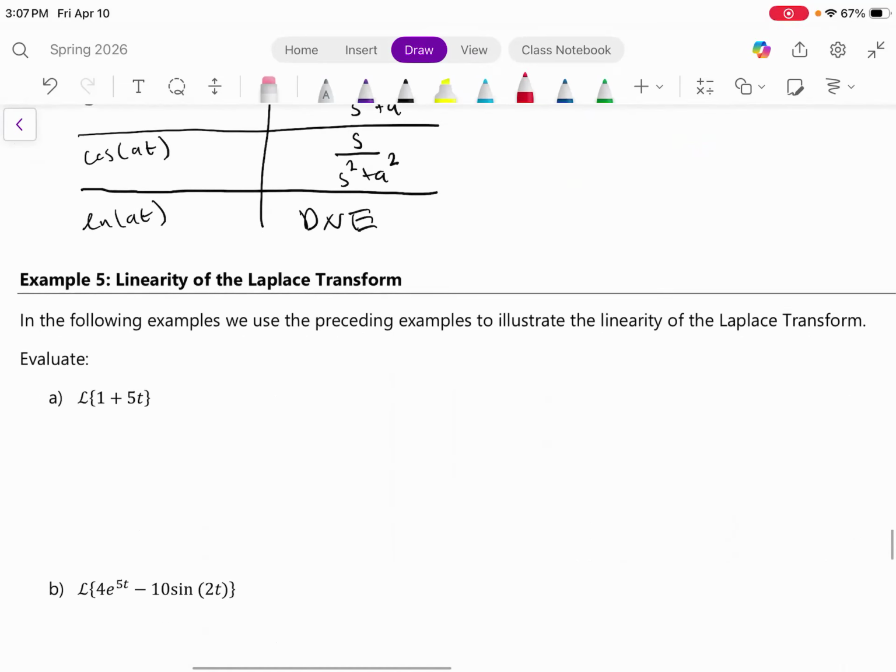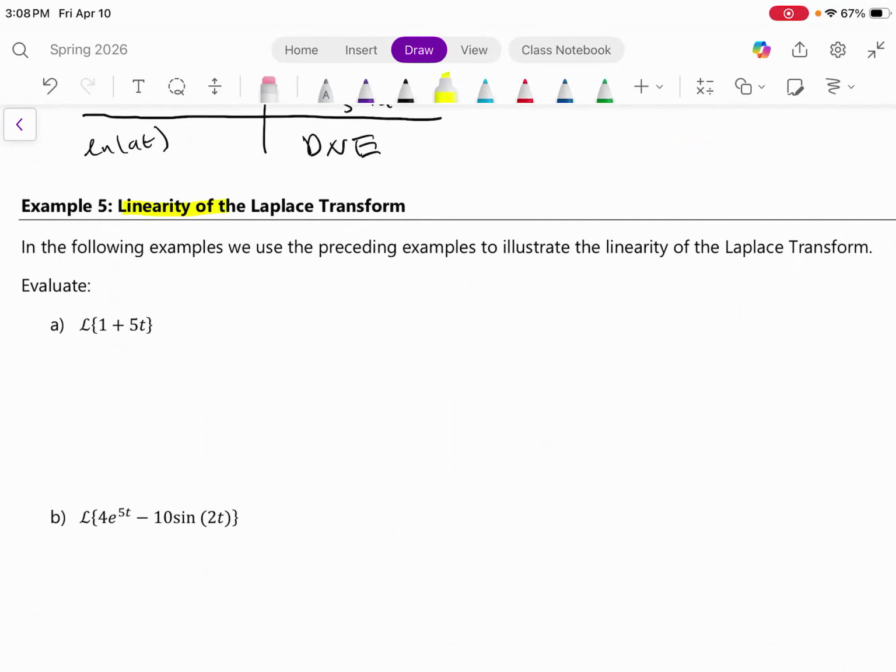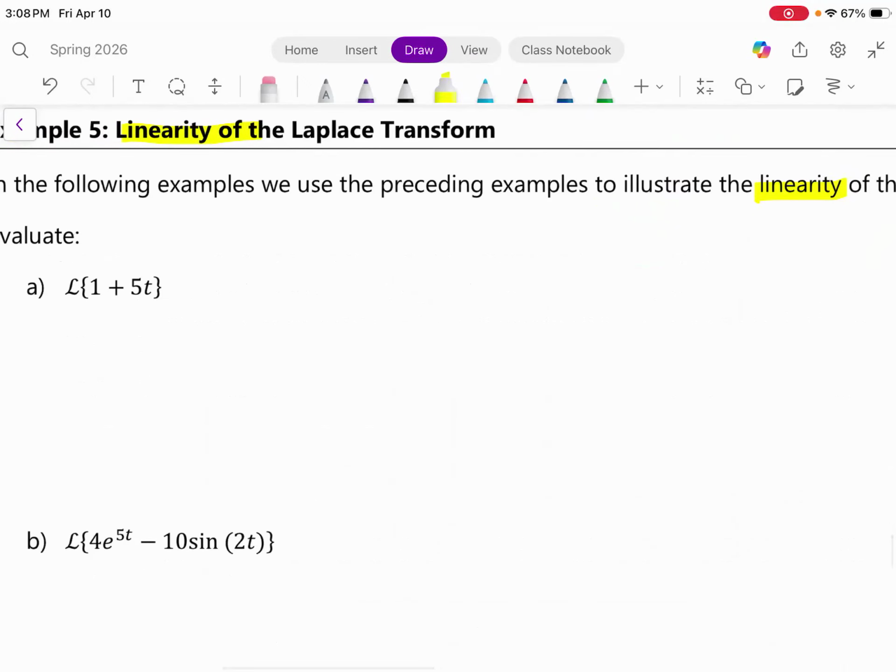And I want to use some of these to apply the linearity concept of Laplace transforms that we were discussing in the beginning of this section, so that we could use a linear combination of Laplaces to solve these individually. So linearity of Laplace transforms. So let's look at the Laplace of 1 plus 5t. We haven't really done an expression with multiple terms yet, but because of that linearity property, what we could do is split this up into Laplace of 1 plus the Laplace of 5t.